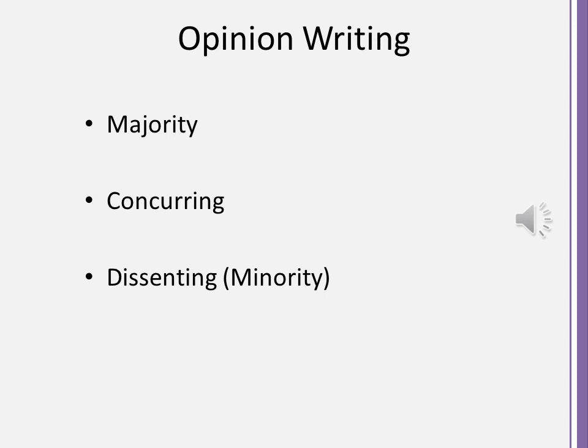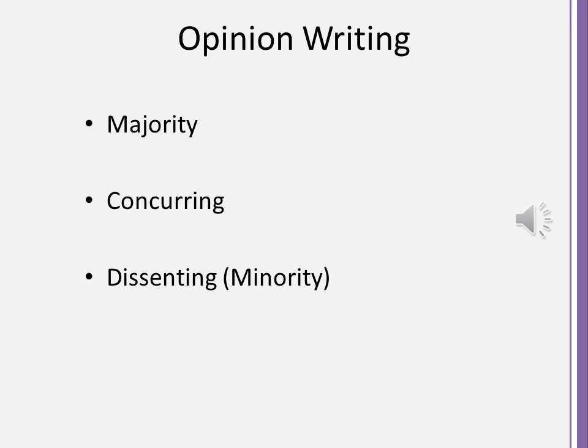The minority, those justices voting against the court's decision, that is, those who disagree with the court's official decision, write dissenting opinions, where they say that they think the court made the wrong decision and then they explain why.